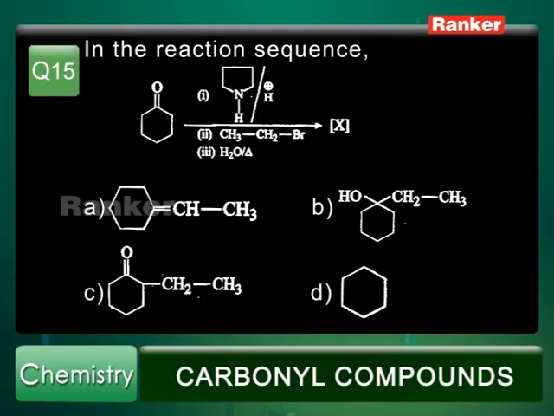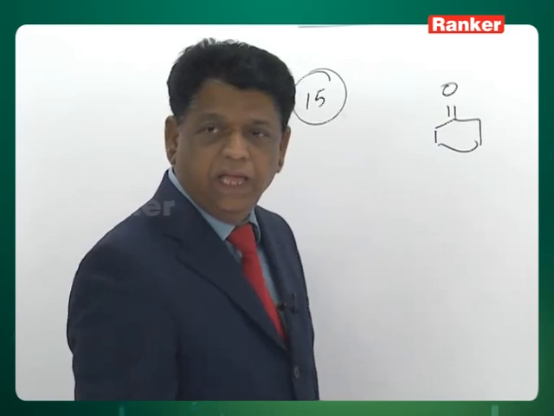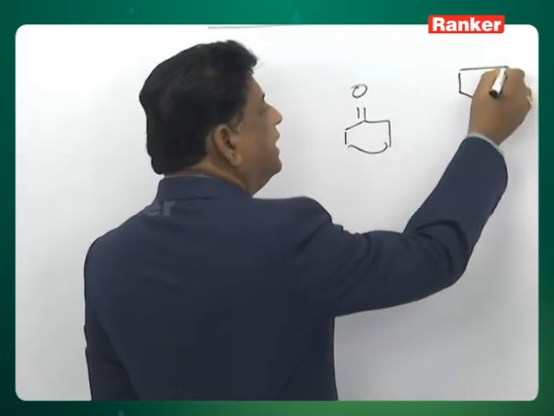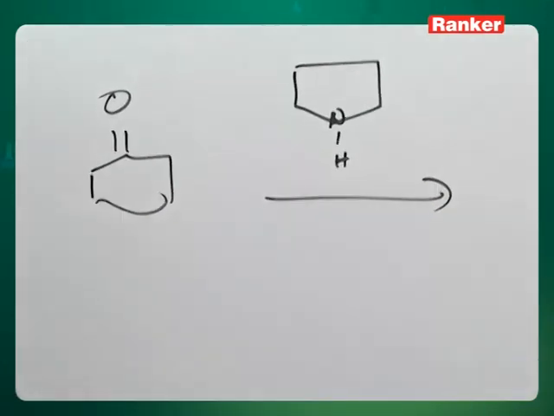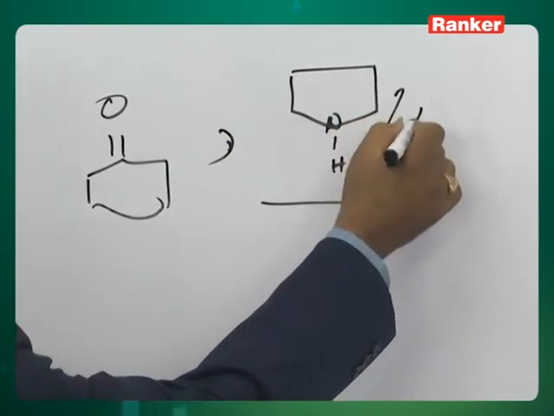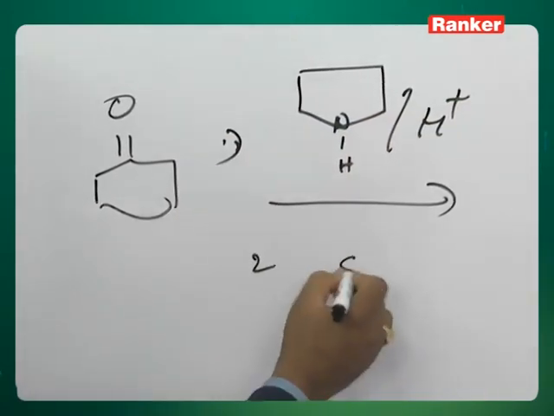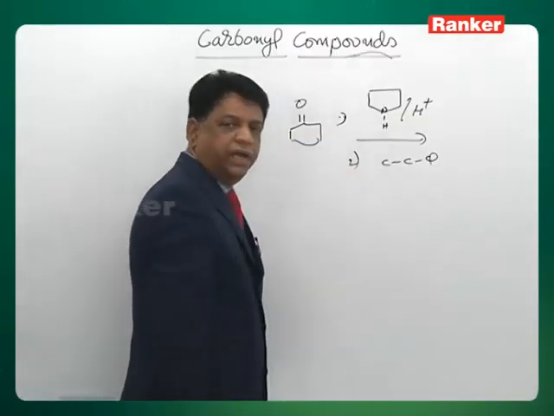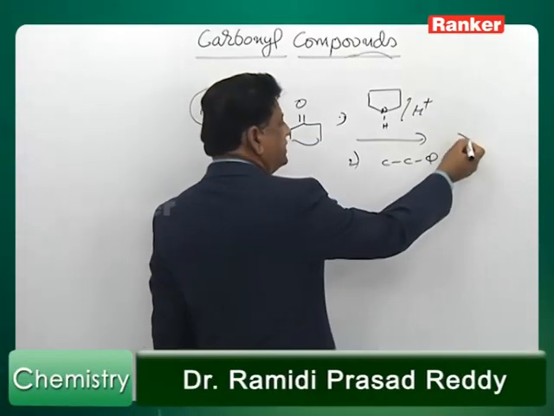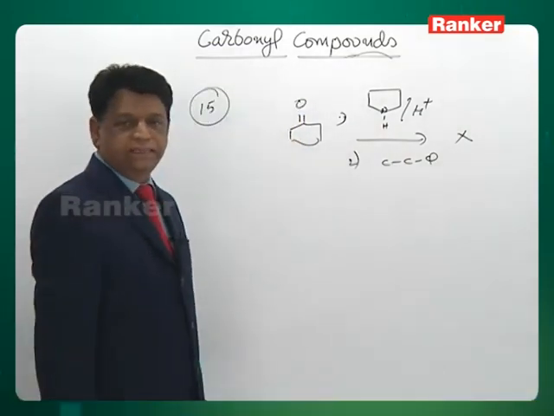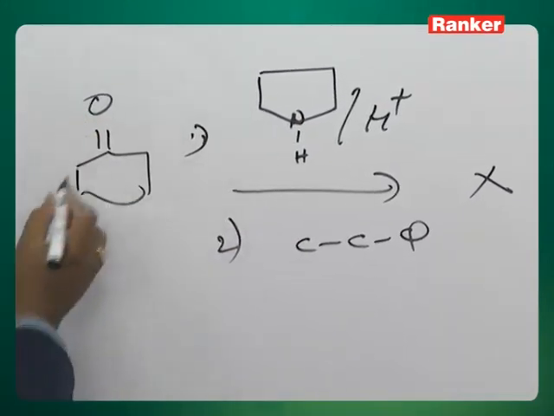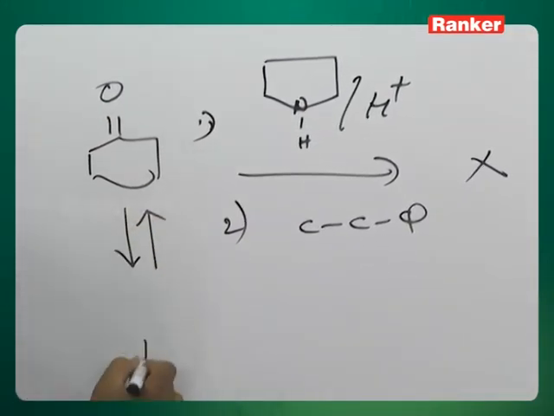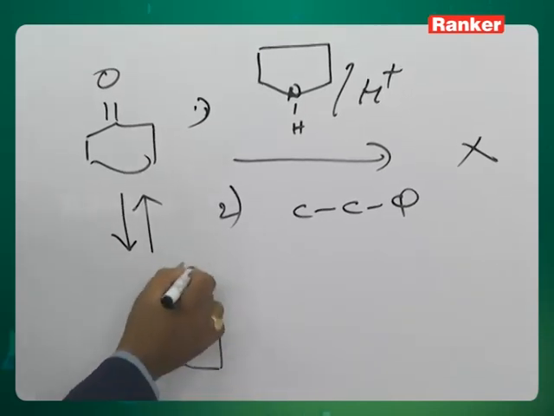In the reaction sequence, a cyclohexanone is given, then treated with a 2-degree amine of cyclic nature, followed by an alkyl halide in acidic medium. An alkyl chloride is given, that is ethyl chloride, and he is expecting a product X after 2 steps. What is this X he is asking? Let us examine the reaction. This 2-degree amine undergoes a reaction with this one. This undergoes enolization and exists as an enol form of this compound like this.